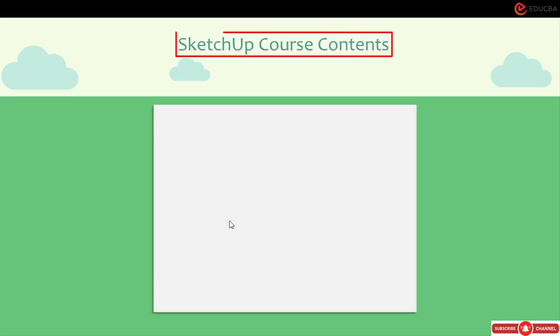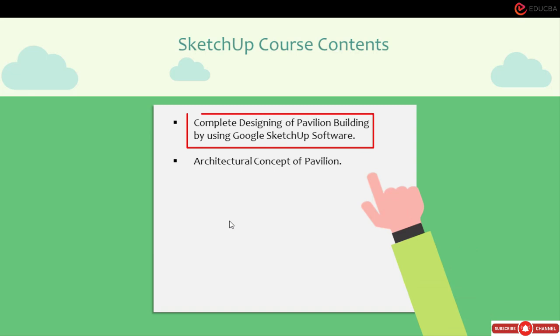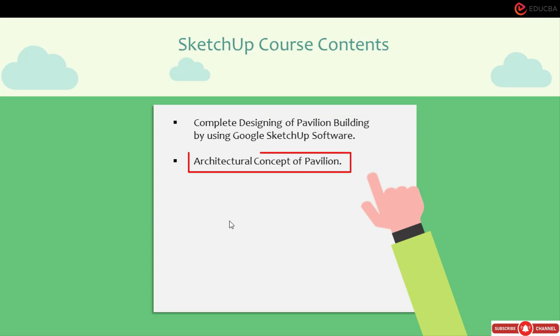This course contains the complete designing of a pavilion building using Google SketchUp software as well as the architectural concept of the pavilion. It shows how a pavilion looks in a 3D view using the SketchUp software. As we learn the SketchUp software, we will design the 3D view of a pavilion building very easily by this course.